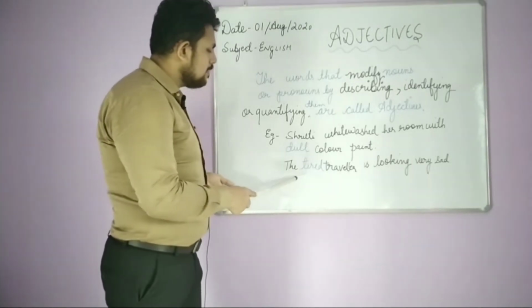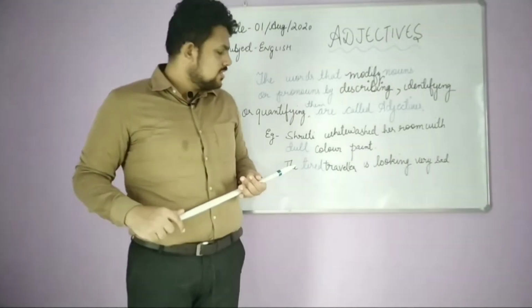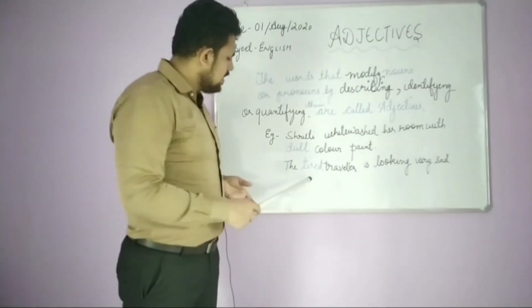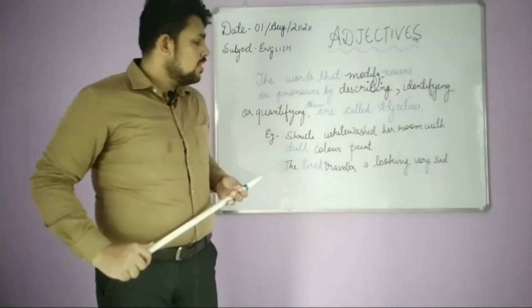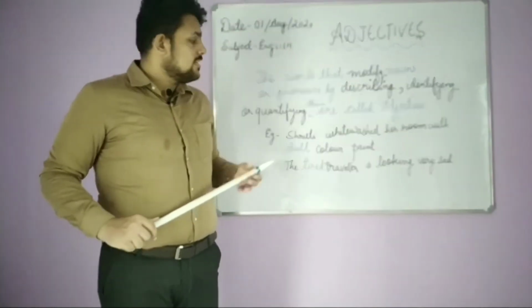See the second example. A very simple example I have used from your book only. So see, the tired traveler is looking very sad. So a particular traveler is looking very sad.